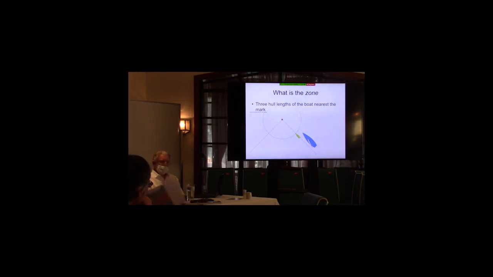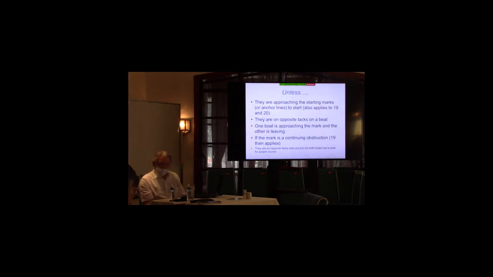And just for the pedants amongst us, the rule says hull length. That is the length of the boat excluding appendages. So the bowsprit is not part of the hull, according to the equipment rules of sailing. So it excludes the bowsprit and it excludes an overhanging rudder. So it's 3 hull lengths. That's a little bit technical, there you go. So when one boat is in the zone, it applies unless, and now there are some situations where it doesn't apply.